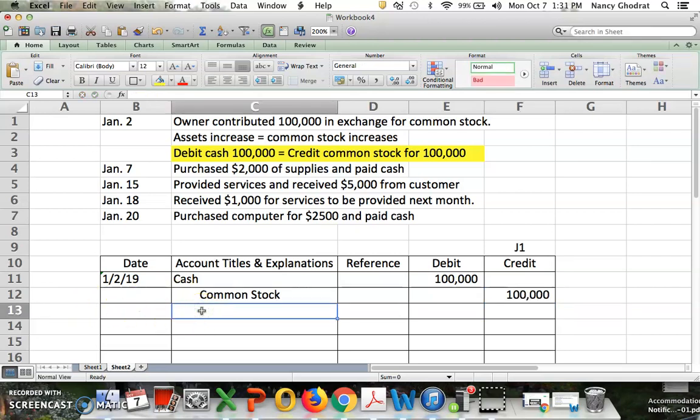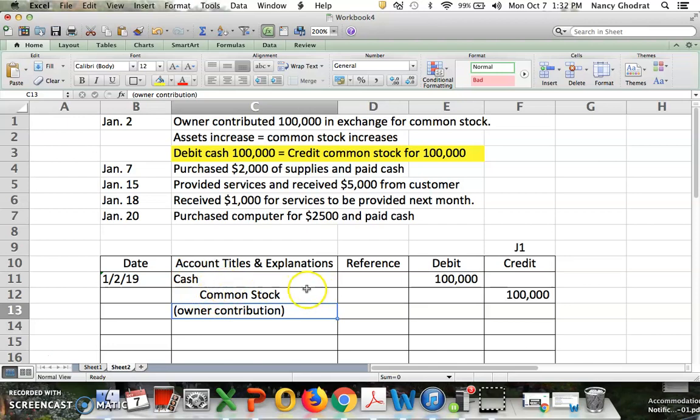The third line normally is a very short description of what happened, an explanation. Owner contribution is perfectly fine. Now, there is no indentation required for the explanation. Your book puts the explanation in parentheses, I guess to distinguish it from the names of the accounts.